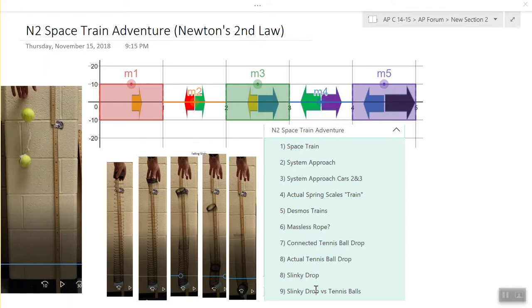The best way to learn Newton's second law is on a space train. Along the way, we'll look at some other interesting phenomena like dropping two tennis balls tied together, or dropping a slinky. We'll check out a Desmos. So let's go on the adventure.